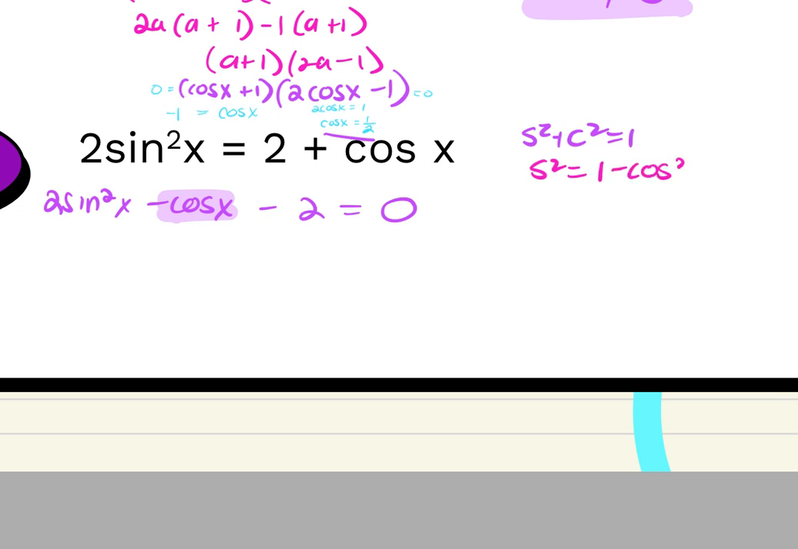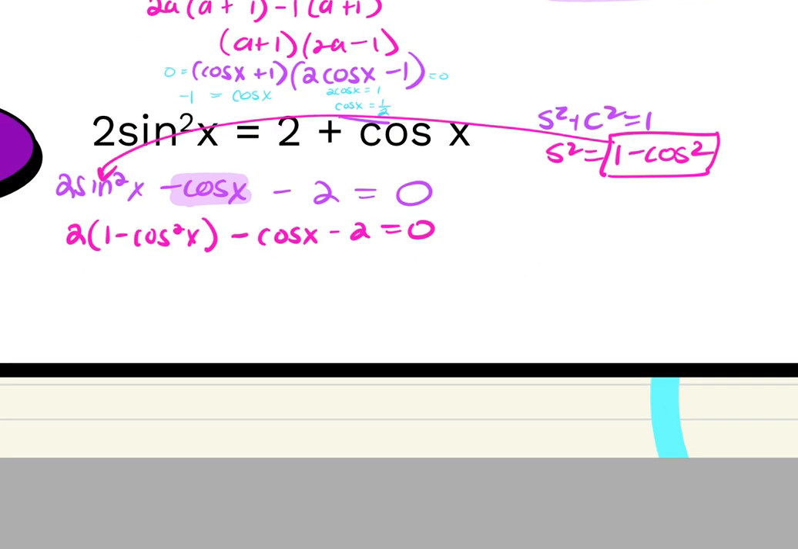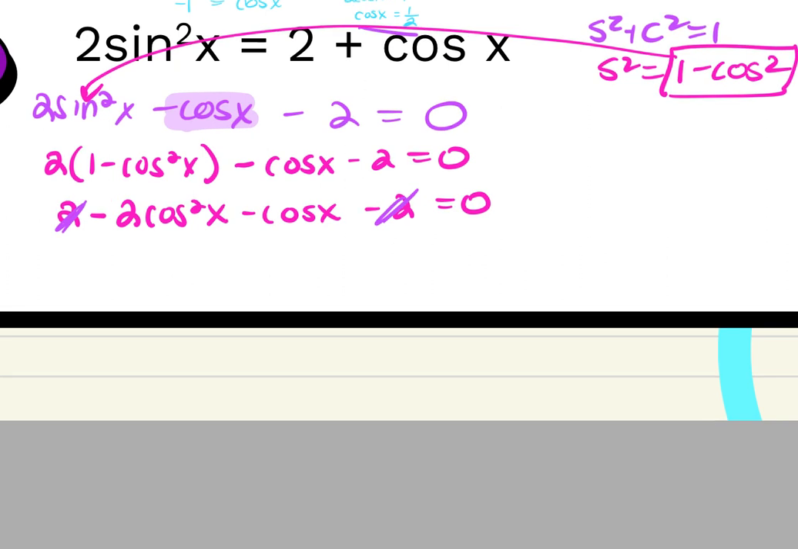1 minus cosine squared. So I'm going to take that and plug it in place of the sine squared. So I get 2 times 1 minus cosine squared minus cosine x minus 2. I get 2 minus 2 cosine squared x minus cosine x minus 2 equals 0. The positive 2 and negative 2 actually cancel out, and I end up with negative 2 cosine squared x minus cosine x equals 0.